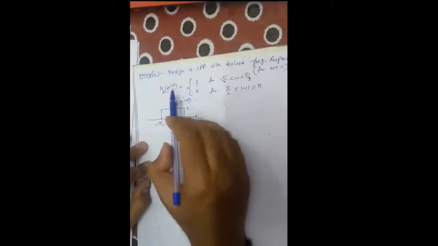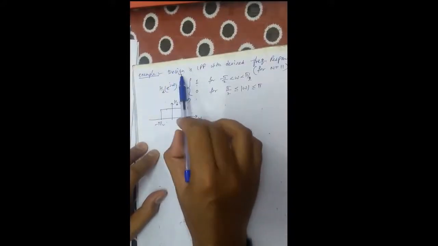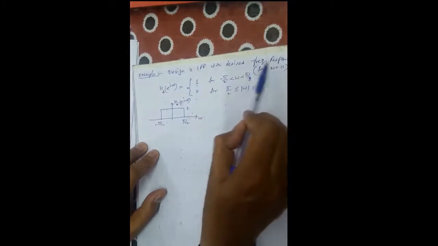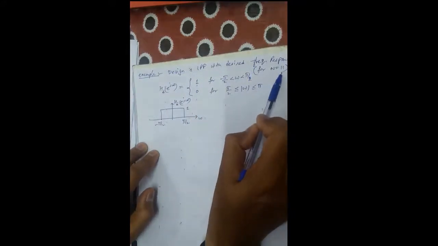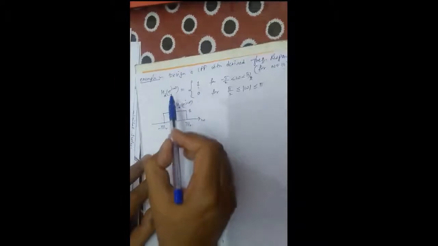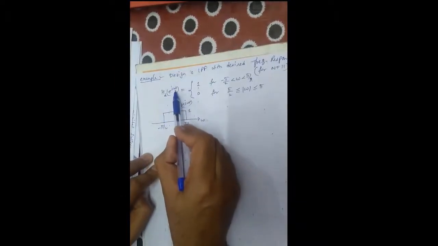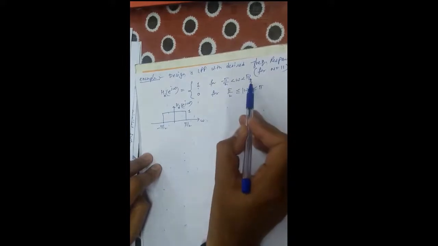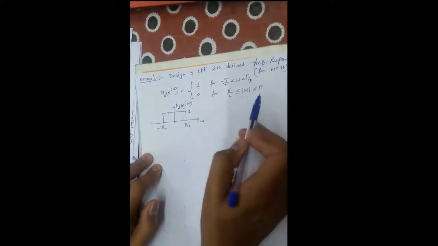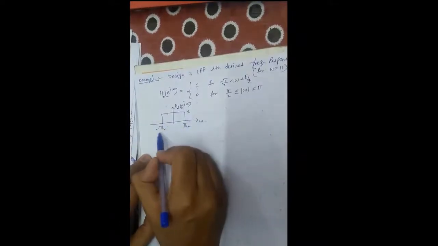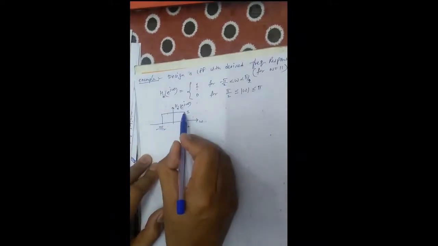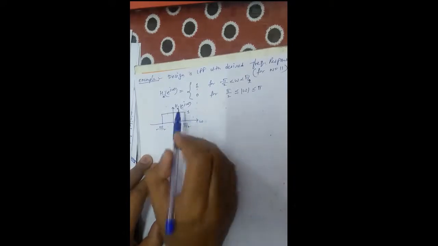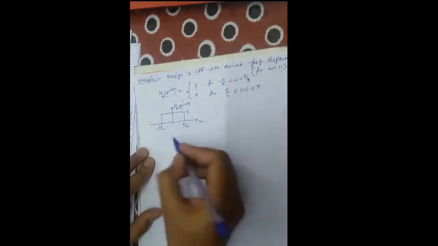Now for example, design a low pass filter with N equal to 11 samples, where the desired frequency response Hd(e^jω) is given as 1 for minus pi by 2 to pi by 2 frequency, and otherwise it is 0. It may be represented in graphical form: from minus pi by 2 to plus pi by 2 the magnitude is 1, for Hd(e^jω).